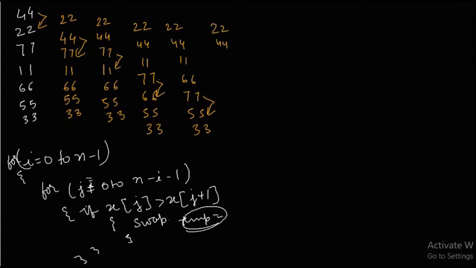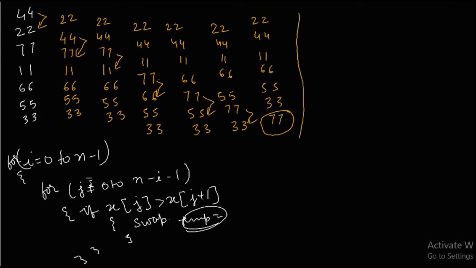Now we have to compare this element: 22, 44, 11, 66, 55 and 77 and 33. Again, we'll compare 77 and 33. Now what will happen? 22, 44, 11, 66, 55 and 33 and 77. In this way we can see that when the inner loop completes, we have 77, the largest element, at the end of the list. Now in the second pass, the same process continues.